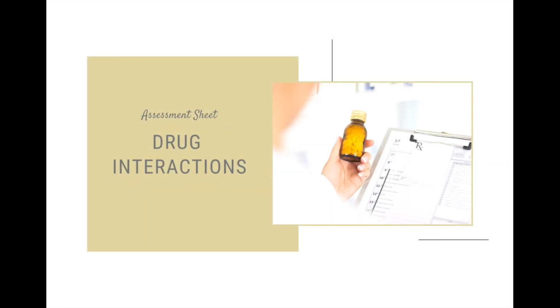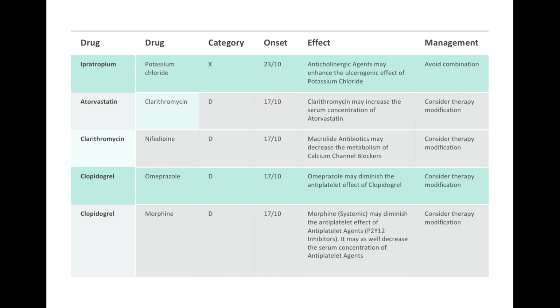Now we go to the assessment sheet of the drug interactions. We have a bunch of interactions within the drugs that the patient was taking. Most of them are of category D, and one of them is of category X, meaning that this is a contraindication and these 2 drugs should not be taken together. Now, the category X interaction happened between ipratropium and potassium chloride. Ipratropium, I didn't mention this before, but the patient was taking it for the shortness of breath resulting from the heart failure and the hypertension, and the potassium chloride supplement for the management of hypokalemia.